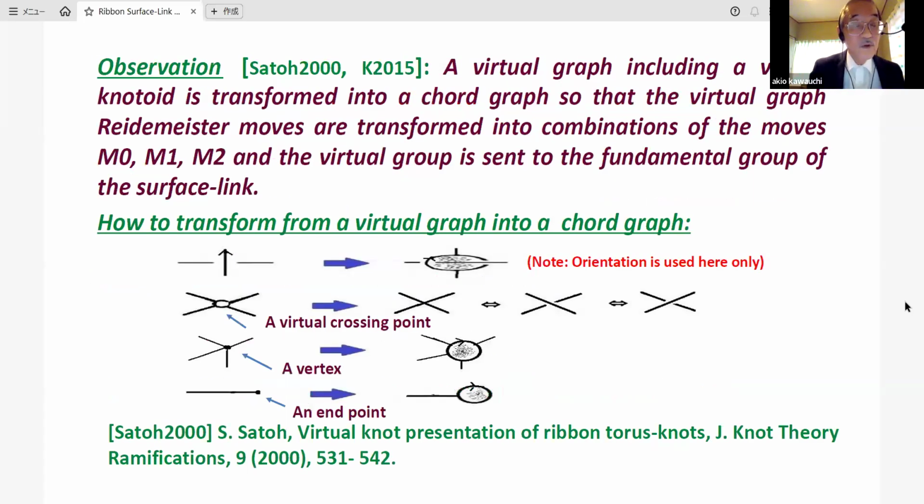The following observation is obtained. A virtual graph inducing a virtual knotoid is transformed into a chord graph so that the virtual graph Reidemeister moves are transformed into combinations of the moves M0, M1, M2, and the virtual group is sent to the fundamental group of the surface link. Okay, how to transform from a virtual graph into a chord graph is like these transformations in these pictures.